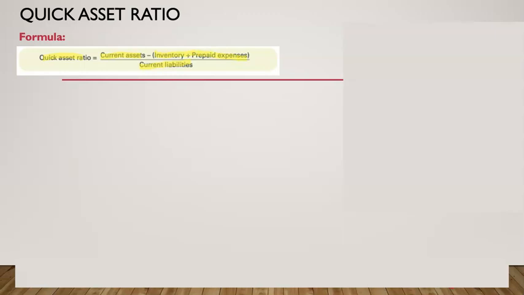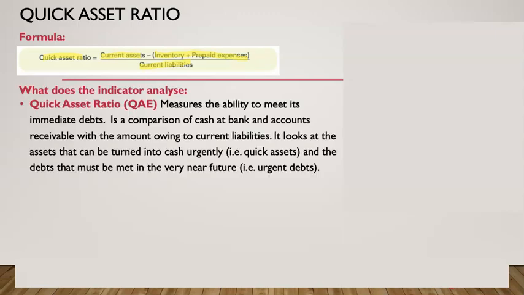Why have we got a different indicator? Because this measures the ability to meet immediate debts. It compares cash at bank and accounts receivable, because these are really the only two current assets left when you remove inventory and prepaid expenses, divided by current liabilities. It looks at the assets that can be turned into cash urgently, quick assets, to meet debts in the near future, urgent debts.